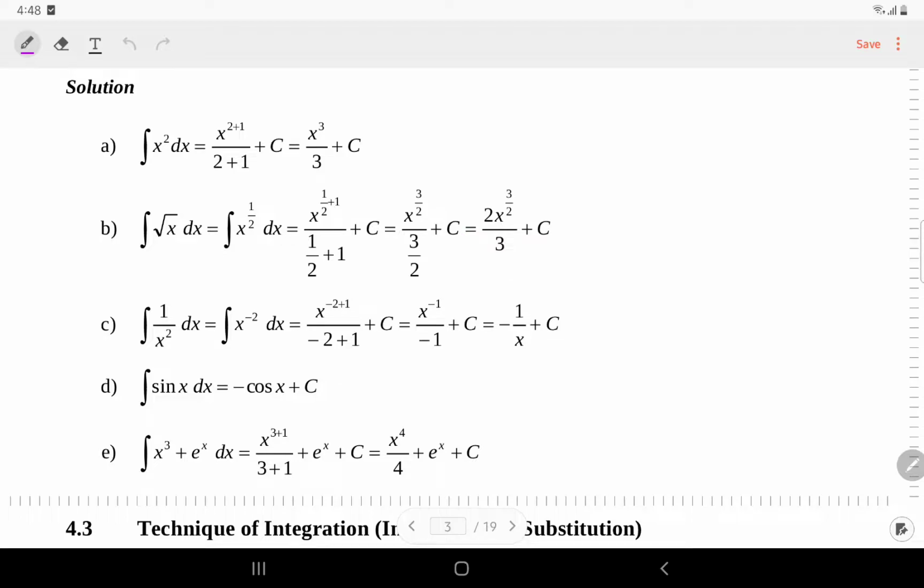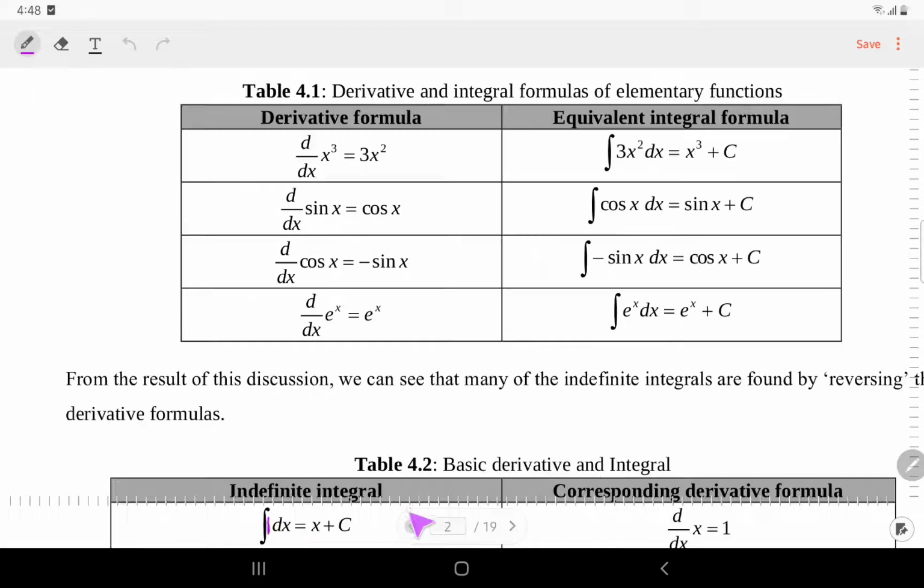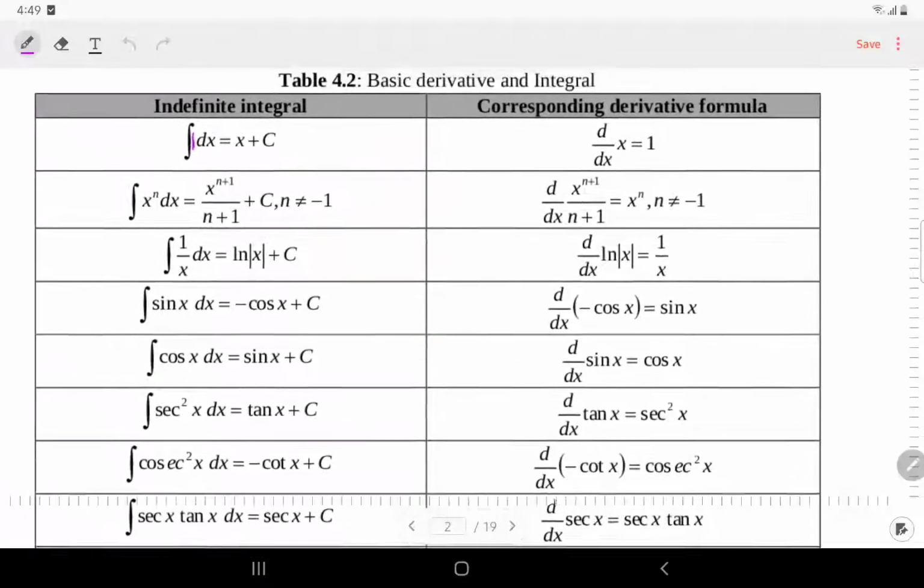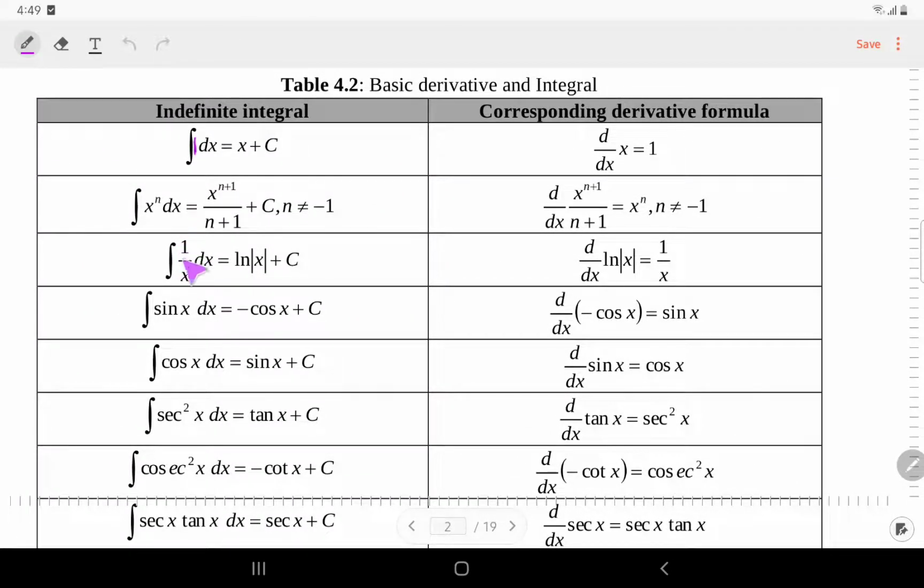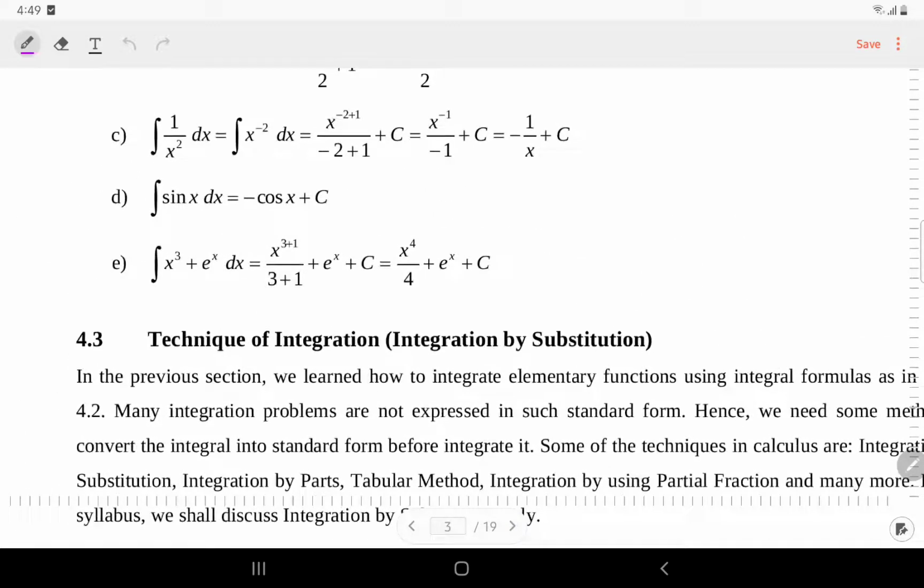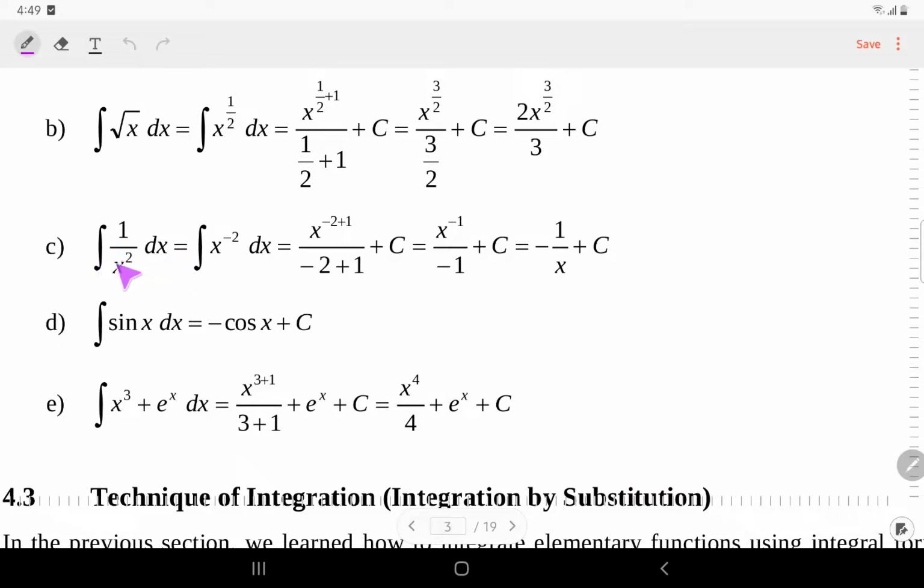Okay, the next one is to integrate 1 over x square. So this one kita tak akan jadi ln. Sebab kalau ln, konsep dia kalau integrate 1 over x, x tu mesti kuasa 1. X kuasa 1 kat bawah barulah dia jadi ln. Tapi this time, dekat sini 1 over x square tu bukan kuasa 1. So kita tak akan jadi ln bila kita integrate.